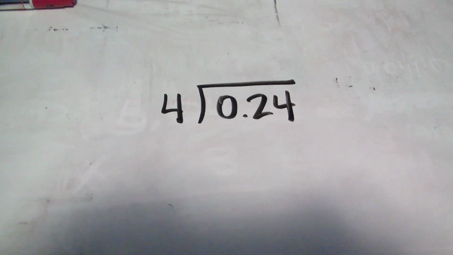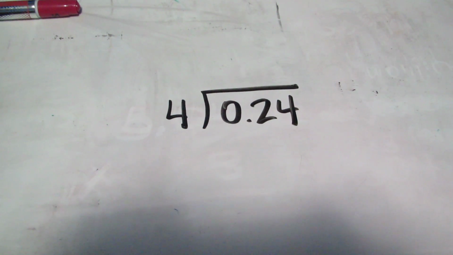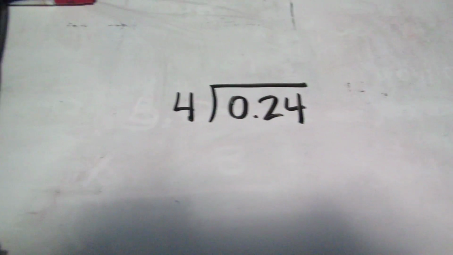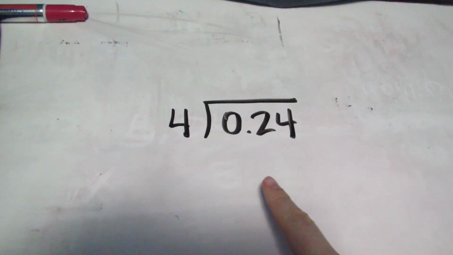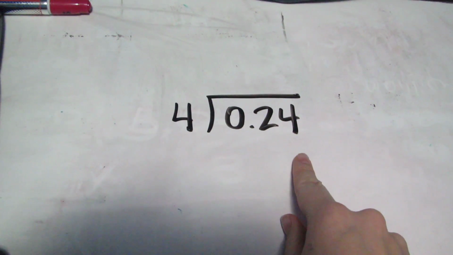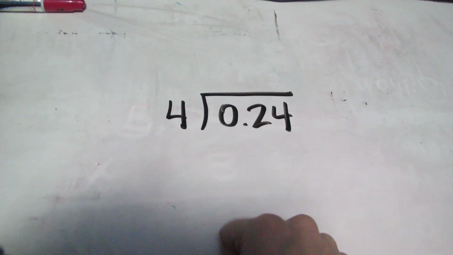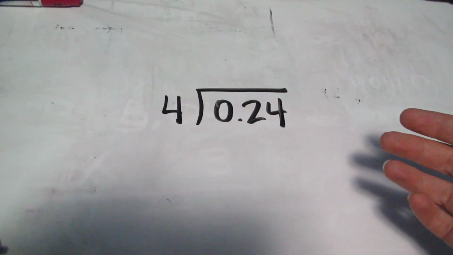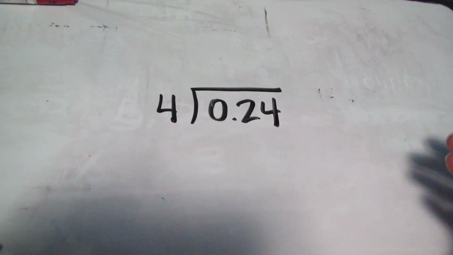This video is about how to divide decimal hundredths by a whole number. So here we have 24 hundredths, or 0 and 24 hundredths, divided by 4. At first glance, that looks a little bit complicated to do, but actually it's not.